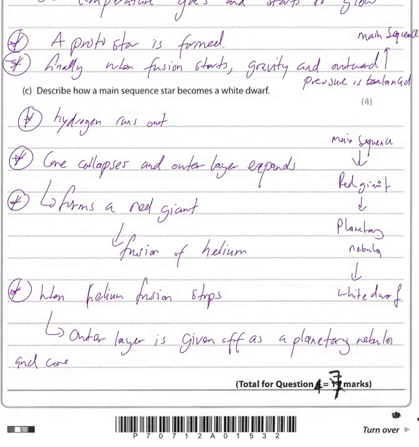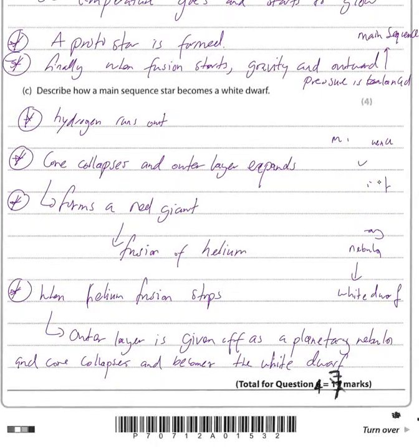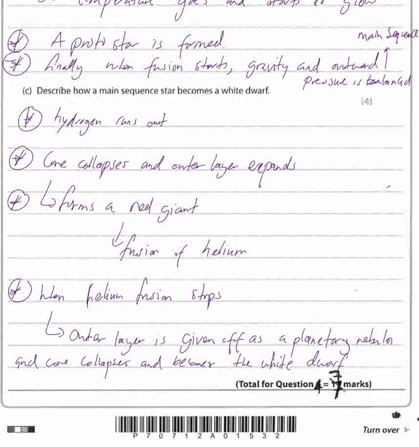Core. And what happens is the core collapses again. So core collapses, and becomes the white dwarf. Okay, and this, we don't need this, so I'll delete this for now. So any 4 of these points here. So I've went a little bit beyond, so we understand truly what's going on.